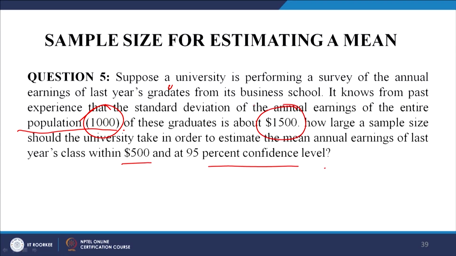What should be the sample size the university takes to estimate the mean annual earnings of last year's class within 500 of this year's, at a 95% confidence level? So, how will you approach this problem? What you can do is start thinking about it a bit and then we will proceed.